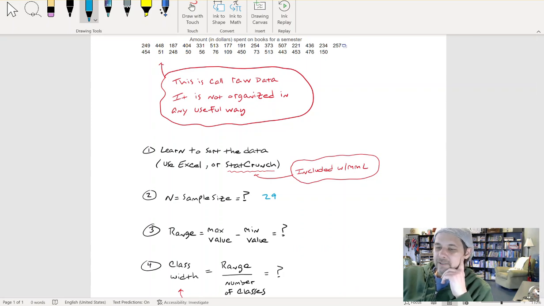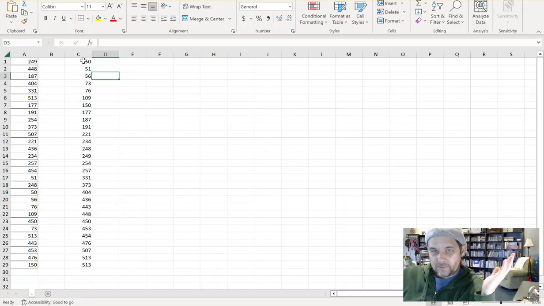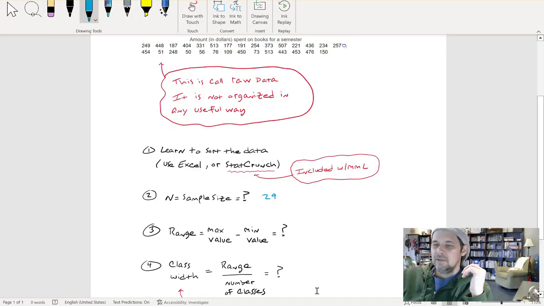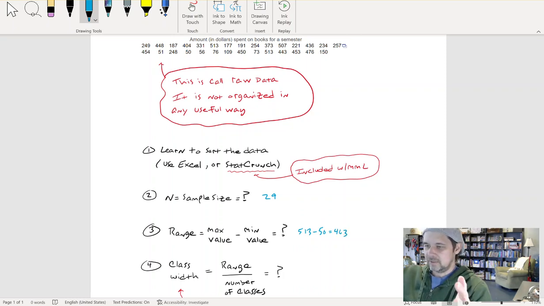So maximum value, if I look at it, since I was able to sort these least to greatest in my math lab, is 513, and then take away 50. Okay, so let's see, we're going to get 513 for the maximum value minus 50, and that's 463. So from the smallest number in the data set to the biggest number, the range, the span, is 463.